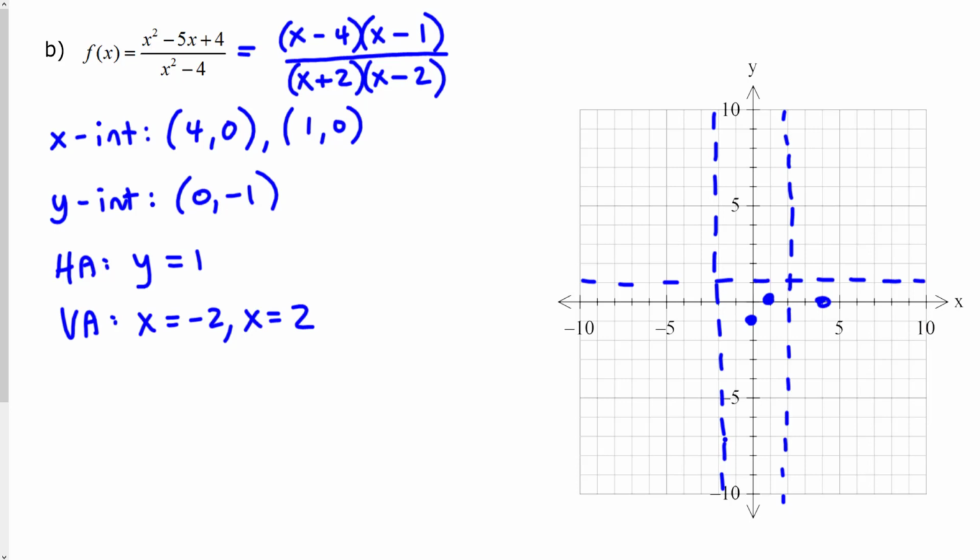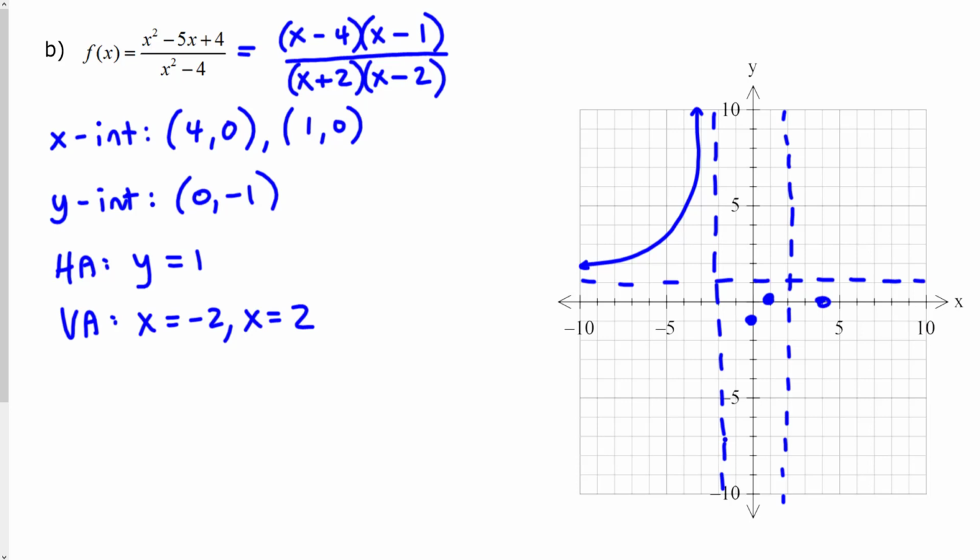Now, I need to fill in my curve. I could use a sign chart, but I just don't think it's necessary again in this case. Because on this part, my graph either has to bend toward the curves this way, or it has to bend toward the asymptotes this way. The problem is, it can't be down here, because I would need to have another x-intercept for that to happen. So since that x-intercept doesn't occur, that's not part of my graph. So my graph is up here.